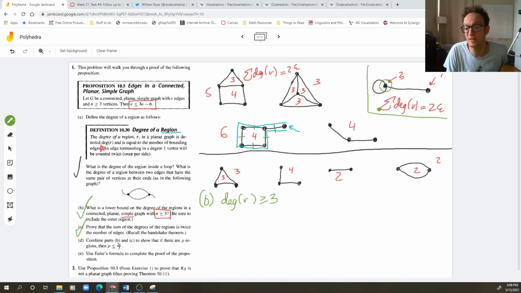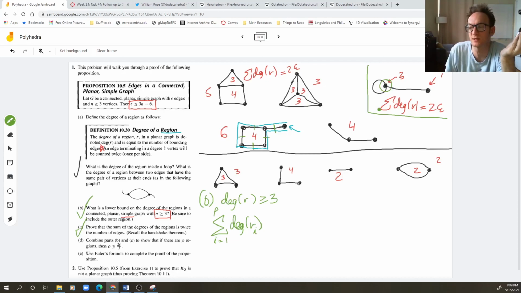Combine parts B and C to show that if there are rho regions, then rho is less than or equal to 2 epsilon over 3. Well, it goes like this. The degree of every region has to be greater than or equal to 3. So what can I say about the sum of the degrees of all the regions? If there are rho regions, and I go through every single region and take the degree of that region and add them all up, then this is the sum from i equals 1 to rho of the degree of region r sub i.